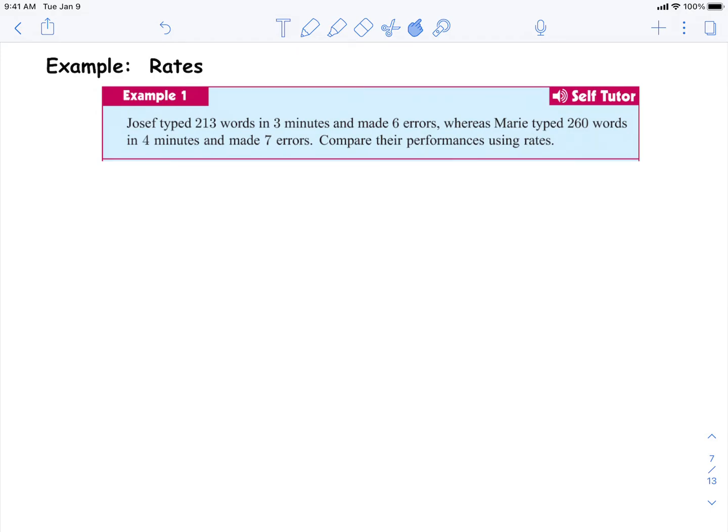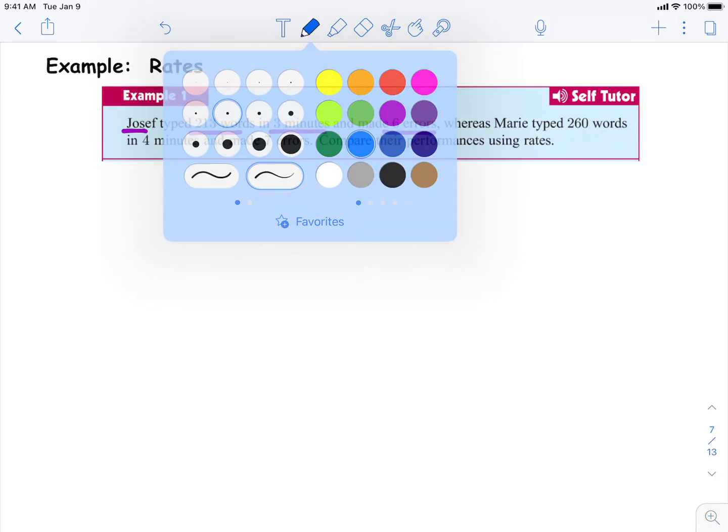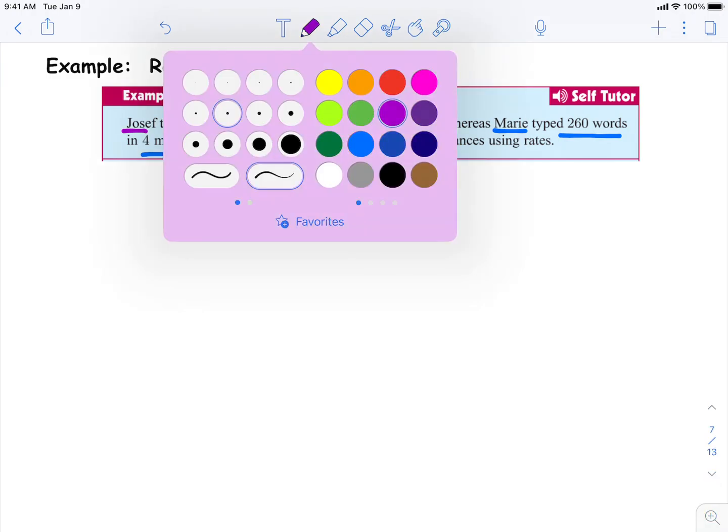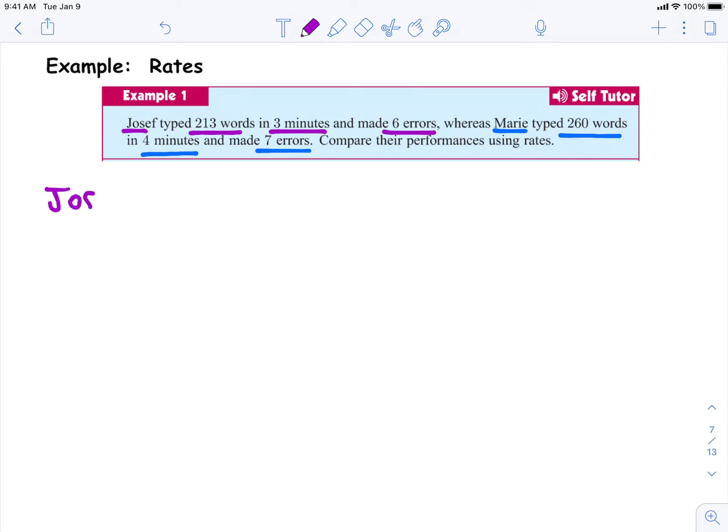Joseph typed 213 words in 3 minutes, and he made 6 errors. So here's Joseph. He typed 213 words in 3 minutes and made 6 errors. Where Marie typed 260 words in 4 minutes and made 7 errors. And we want to compare their rates. So let's start off with Joseph. And we want to find his typing rate.